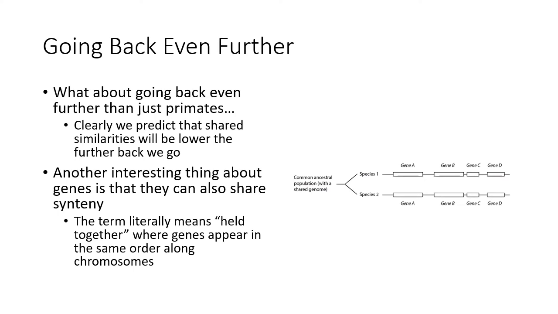And an interesting thing you can look at is also synteny. So that is not just comparing a little region of a gene, but comparing where this particular gene is relative to other genes along the genome. And so here's an example of 2 species where you have something called synteny, literally meaning held together, where genes appear in the same order on chromosomes. So if you have 2 closely related species, you would find gene A, and to the right of gene A is gene B, and then gene C and gene D.